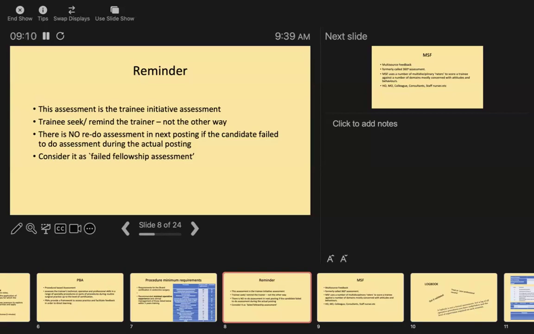Right? And supervisors, please don't be too nice out of pity, no. Alright? Because what is considered a valid fellowship assessment. Right. Okay?